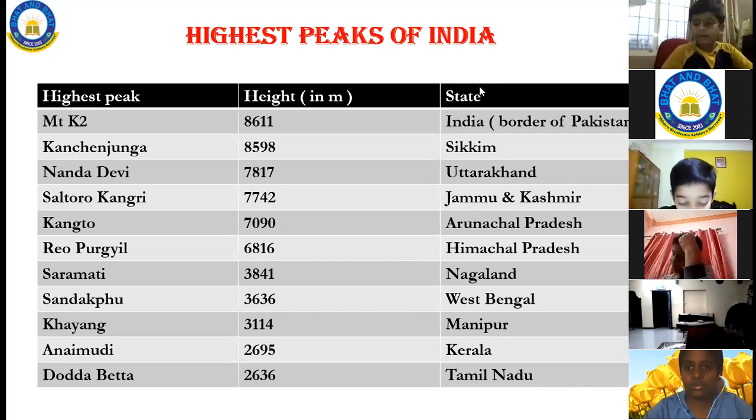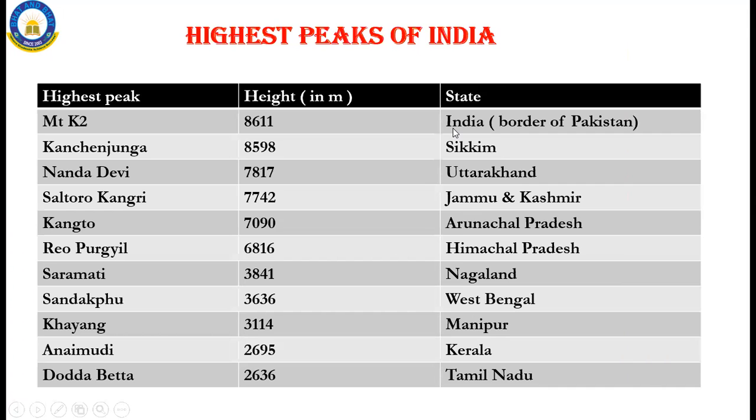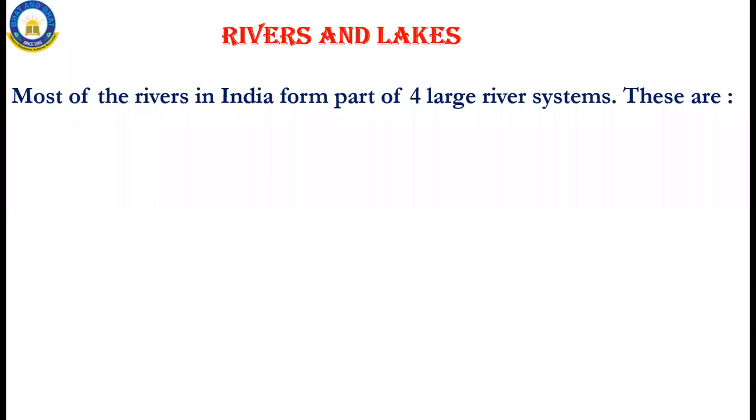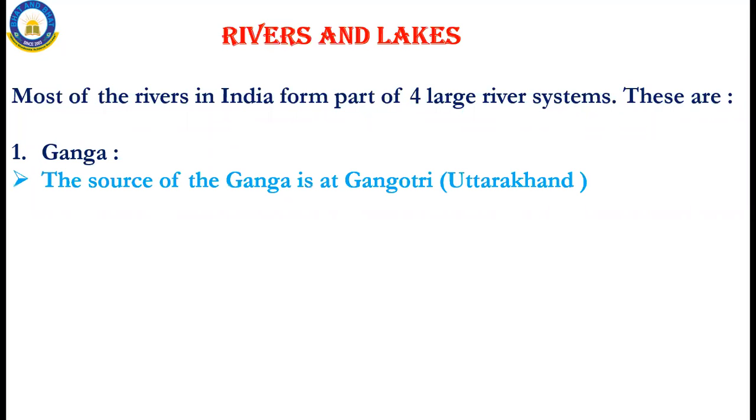So right now we have discussed the highest peaks which are there in India. Next, let us have a look into the rivers and lakes. Most of the rivers in India form 4 large river systems. Usually we have so many rivers and lakes in India, so in that we have made the division of 4 systems. So what are all those 4? We'll just have a look into that. The first one is Ganga.